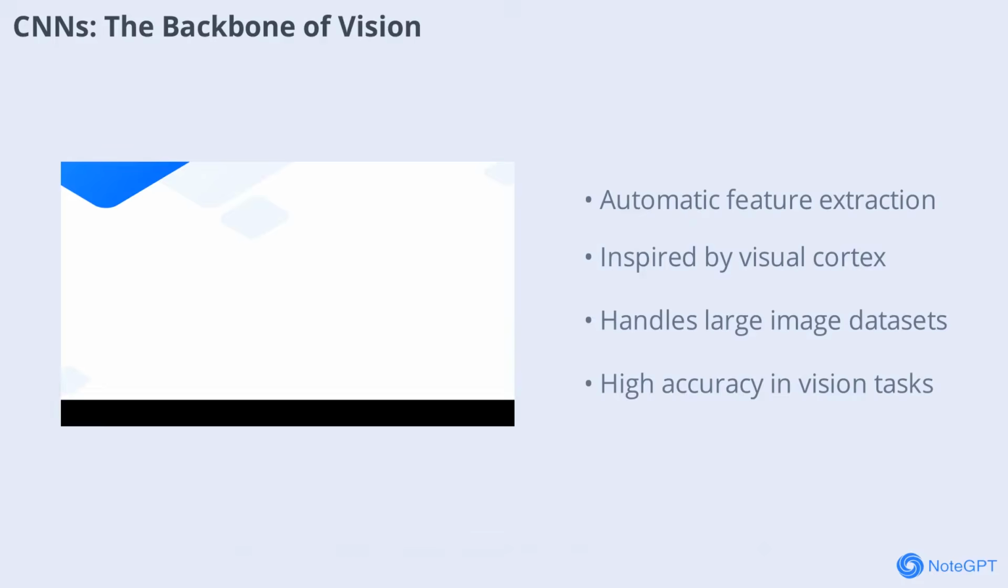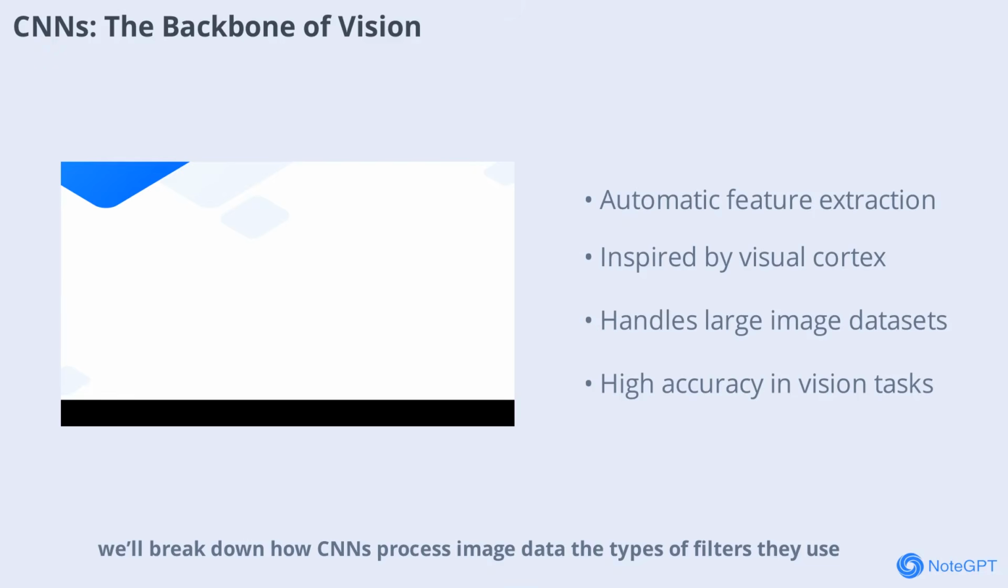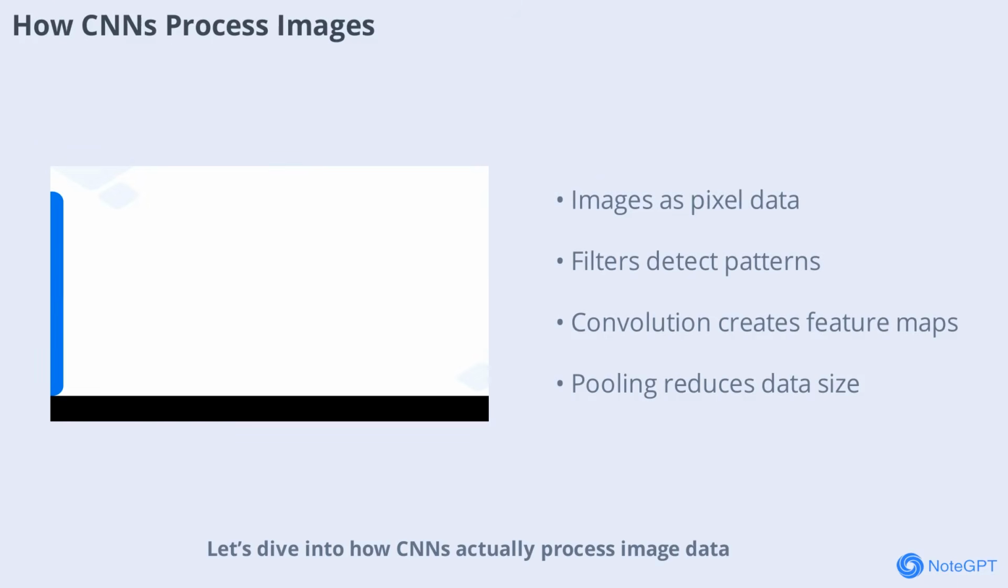In the next scenes, we'll break down how CNNs process image data, the types of filters they use, and how their unique structure leads to high accuracy in real-world applications. Let's dive into how CNNs actually process image data.